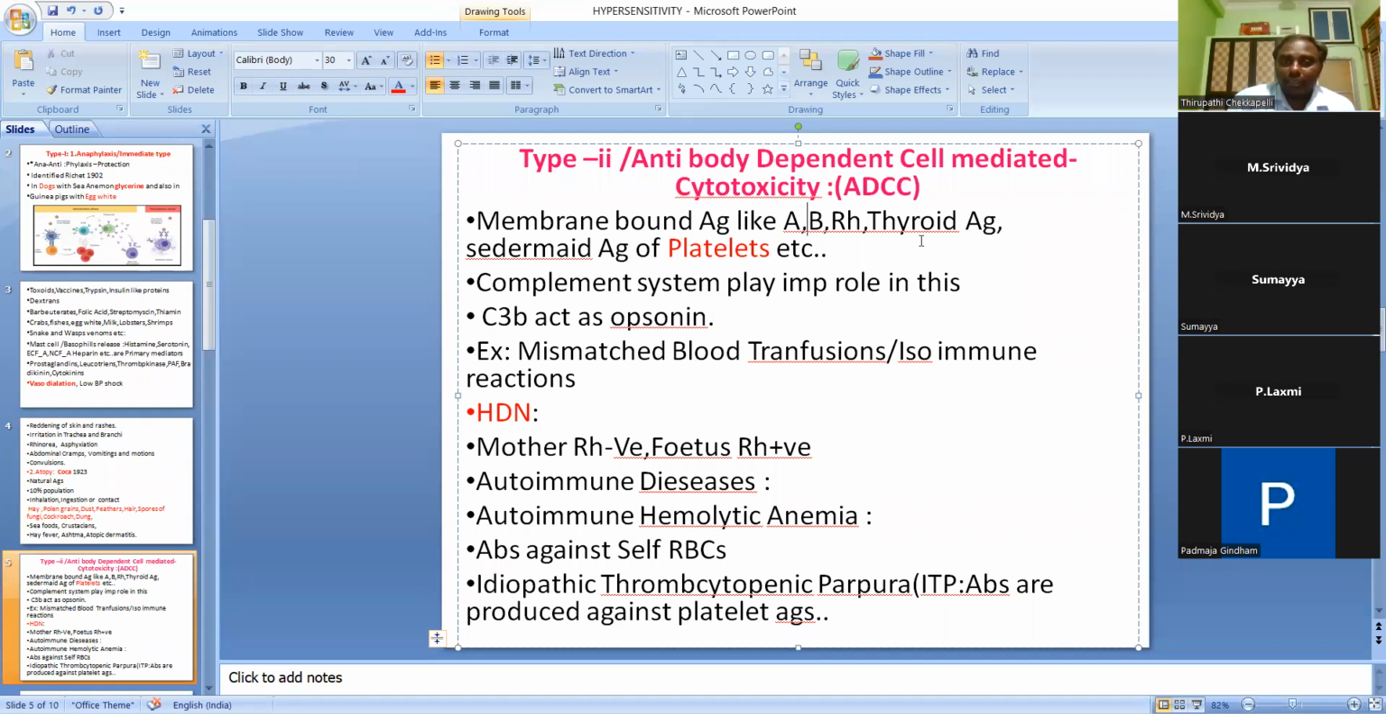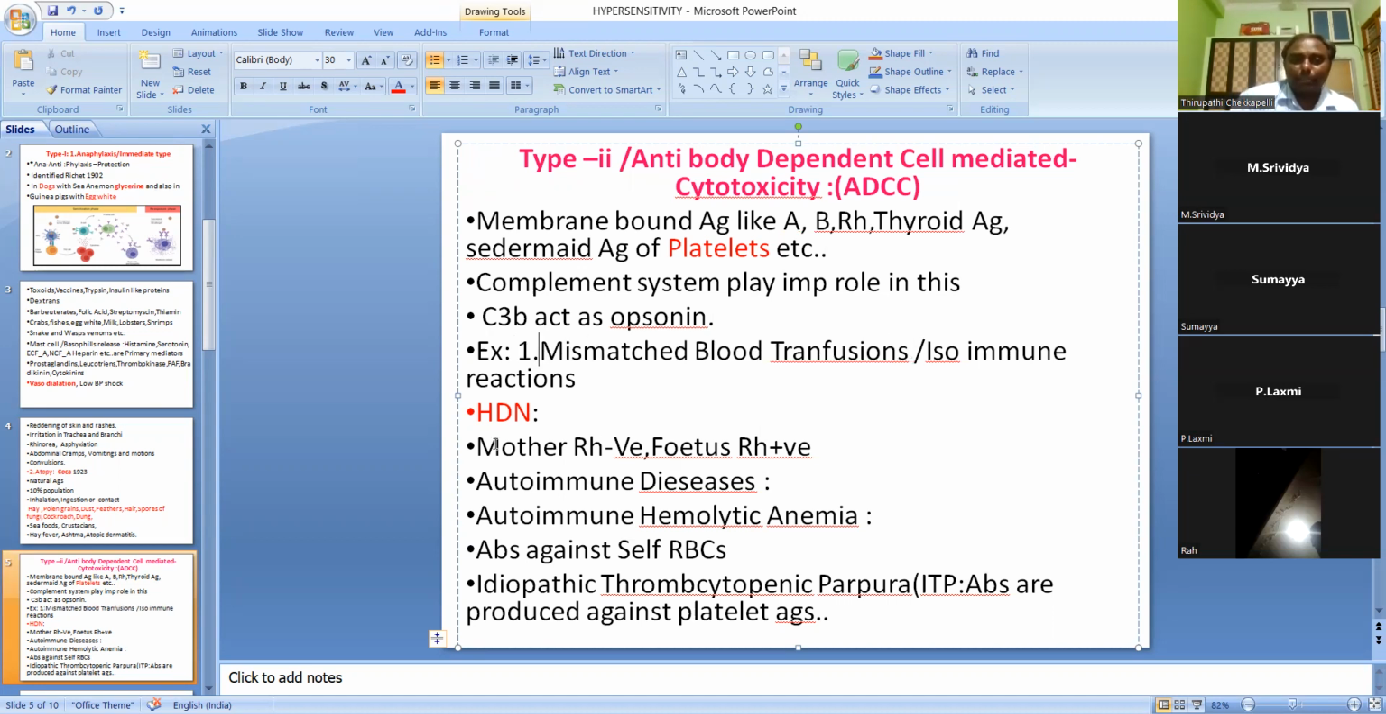Okay, so here the antibodies are produced against these antigens, which are present on different cells and different tissues. So what are the examples? The first example for type 2 hypersensitivity is mismatched blood transfusions. I am not going to explain it now. They are also known as isoimmune reactions, remember that.